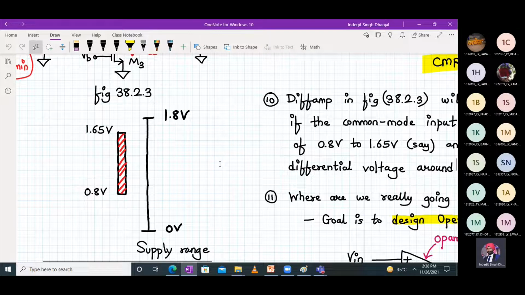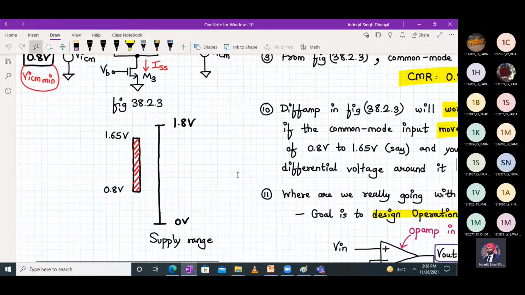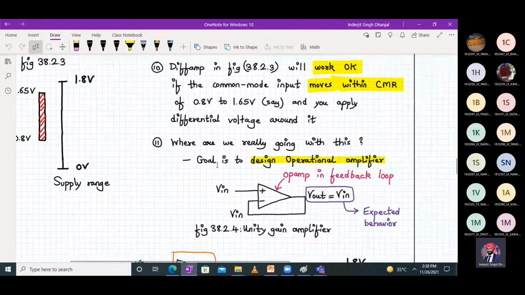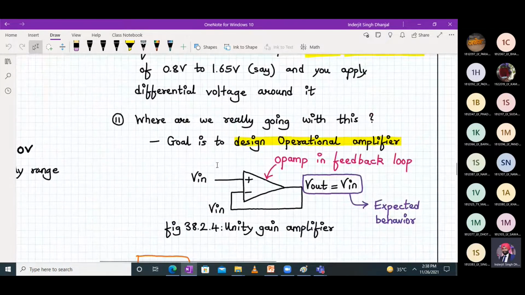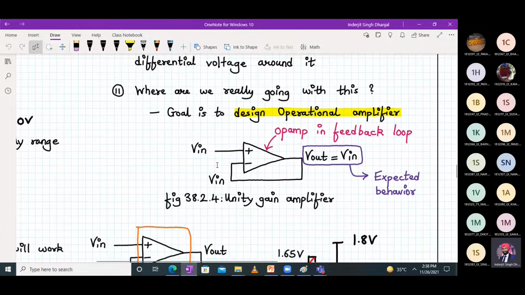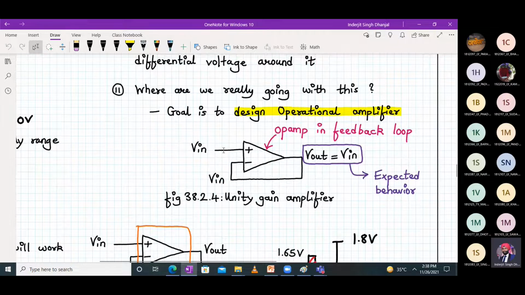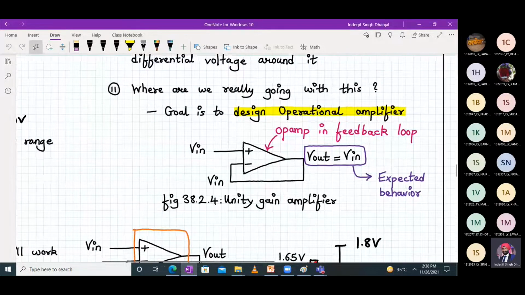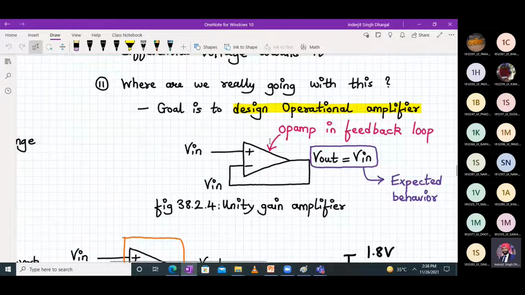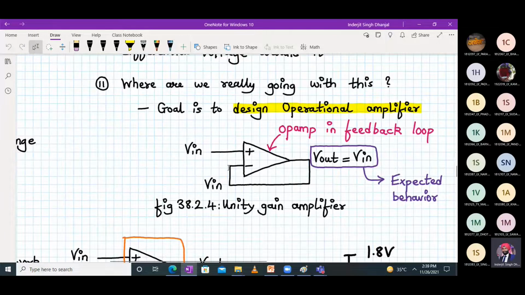So why are we so focused on the common mode input range? Where are we going with this? Remember, our ultimate goal is to design an operational amplifier or an OTA, correct? Can anyone tell me what kind of amplifier this is? This is an op-amp symbol, right? What is the gain of this amplifier? Yeah, unity gain, correct. It's a unity gain amplifier.